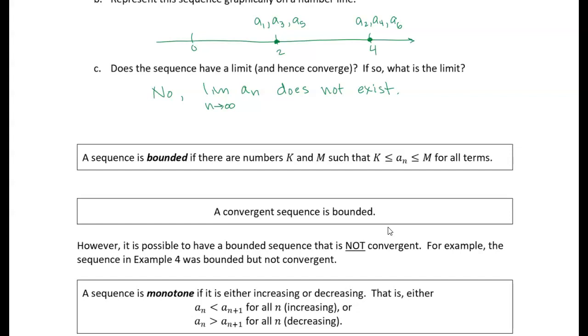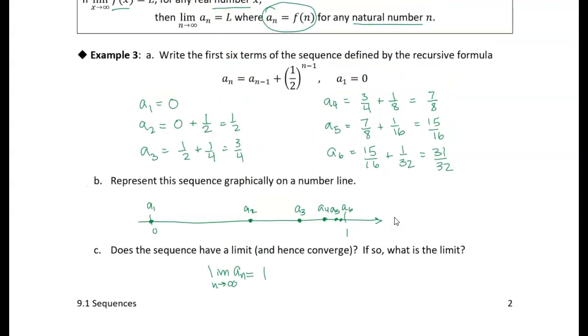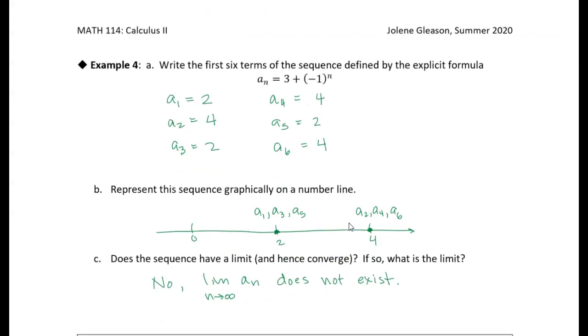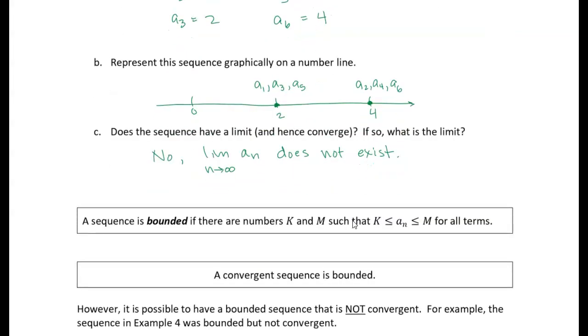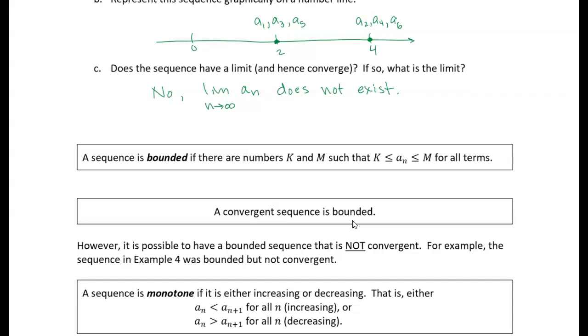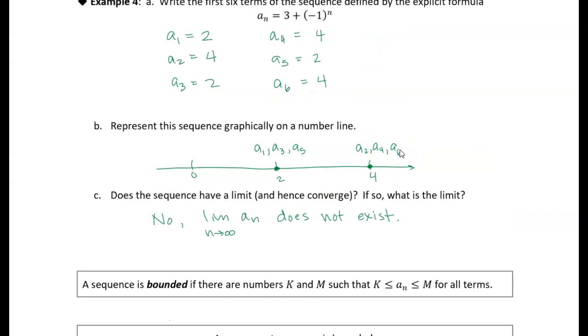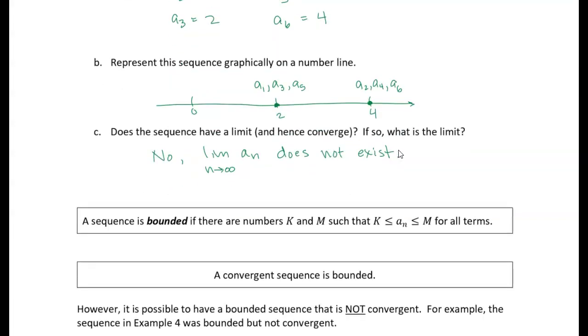Now a convergent sequence is bounded, all right? So we had an example of a bounded sequence that was convergent. We had the first example, example 3, converged to 1. So one requirement for a sequence to be convergent is that it has to be bounded. But being bounded does not mean that it's convergent, because we had in example 4 an example of a bounded sequence that's not convergent.